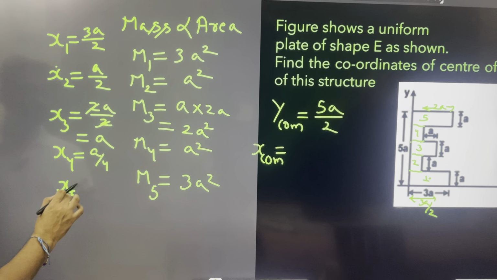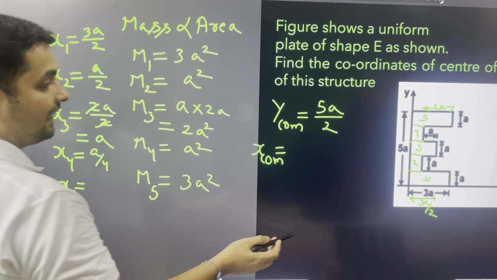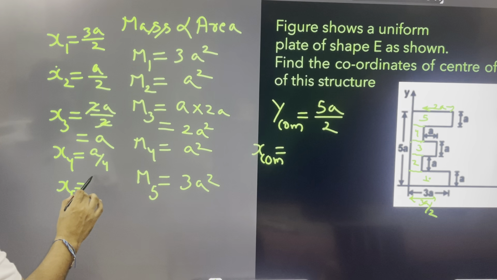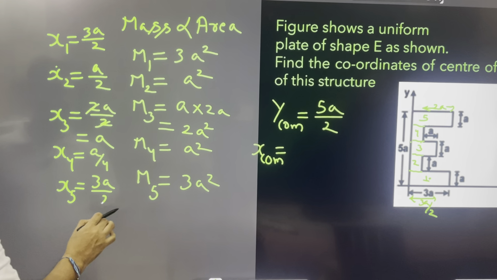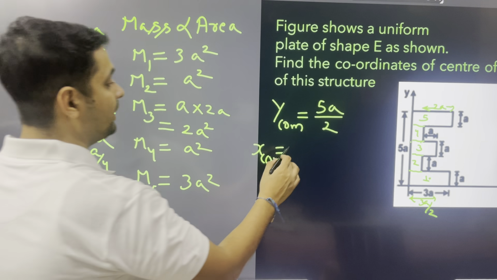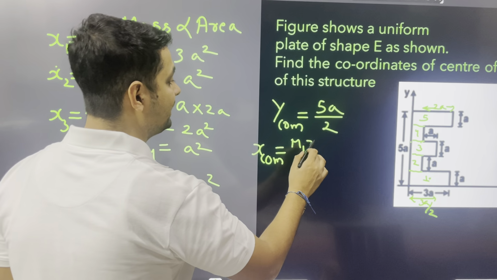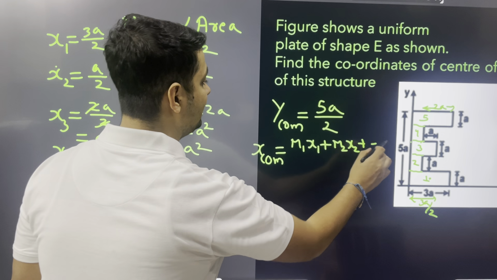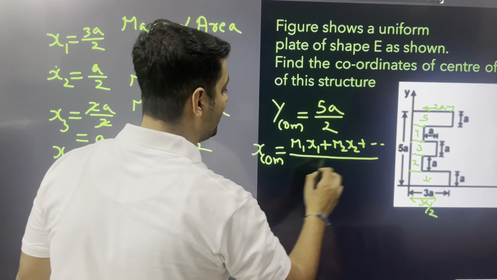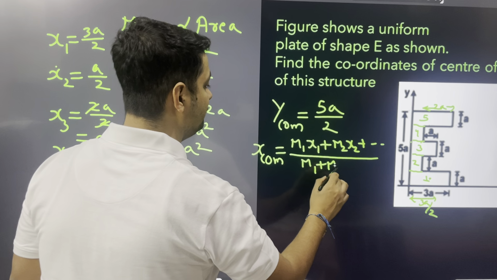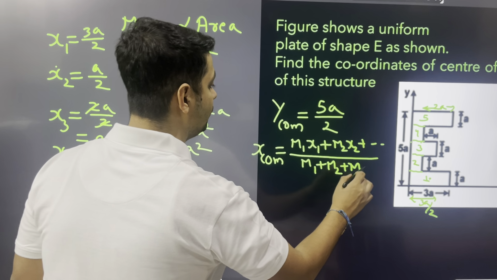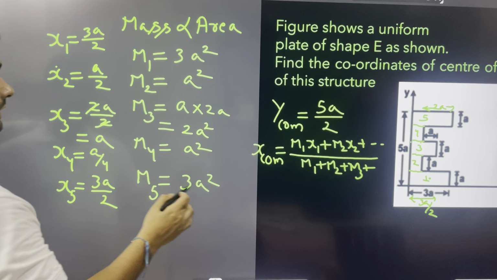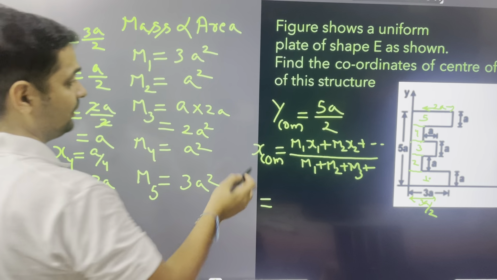Similarly x5 is like the first one, 3a by 2. Now what you have to do? You have to write the simple equation: m1 x1 plus m2 x2 plus so on till m5 x5, divided by m1 plus m2 plus m3 so on till m5. You will add it, and after putting the values you will get the answer.